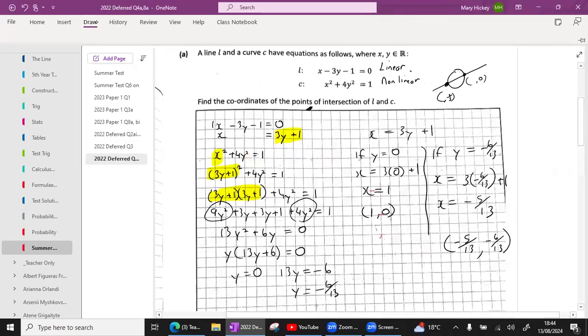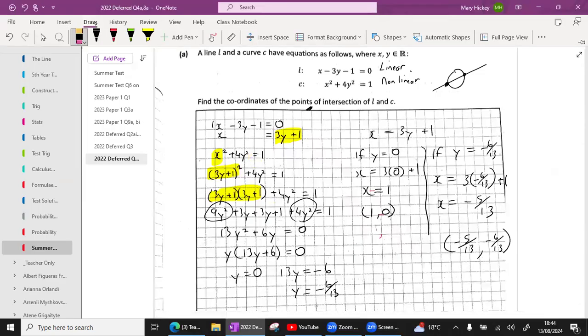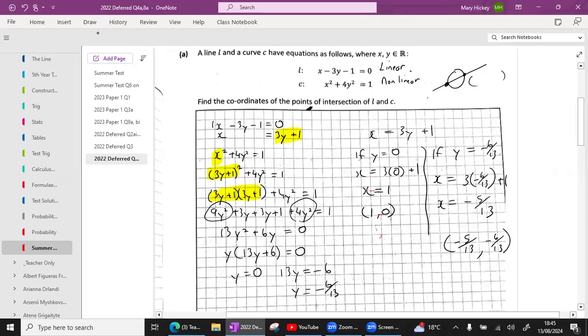So just to reiterate there in terms of the diagram, we have now found the points of intersection to be. Now, this diagram is obviously just a sketch. It's not reflective of anything accurate, but just to explain what you're basically saying is minus 5/13, minus 6/13 is one place where they meet, and the other place where they meet is 1, 0. So that's all we're basically saying, that there are two locations where they meet.